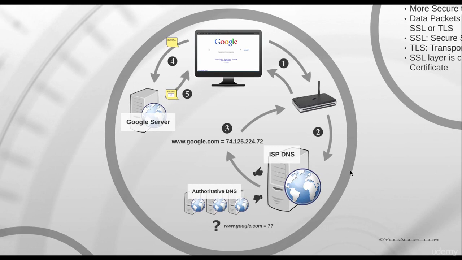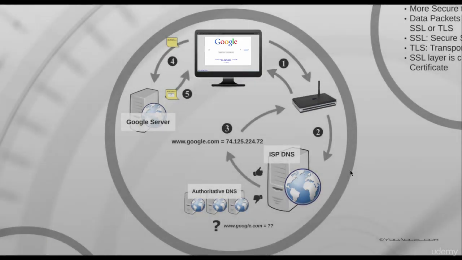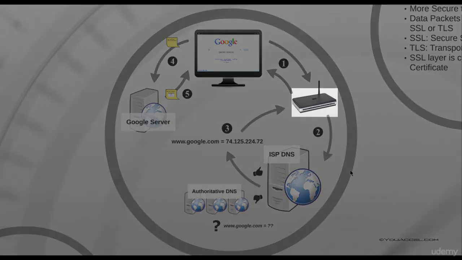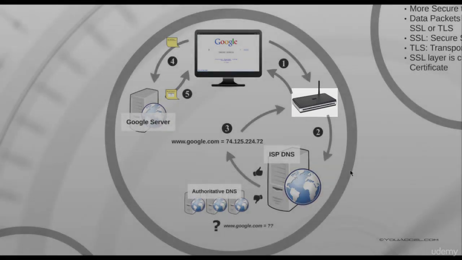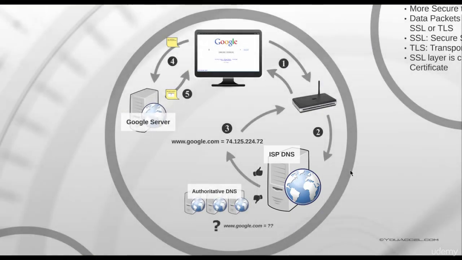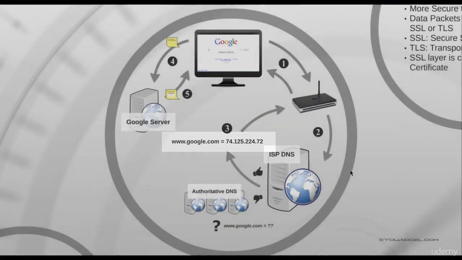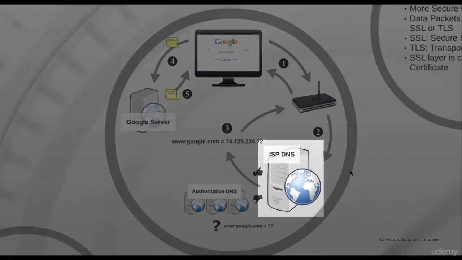When we type a web address into our web browser, for example, www.google.com, our modem communicates with our internet service provider to translate this web address into a numerical IP address. This is done through DNS, domain name servers. These are administered by our ISP, or internet service provider.